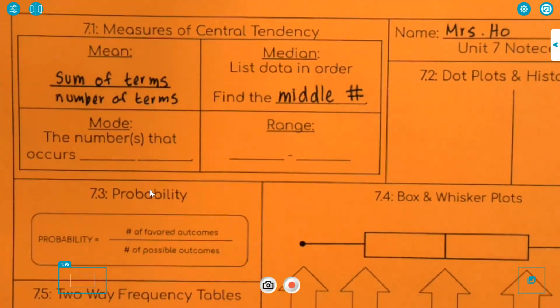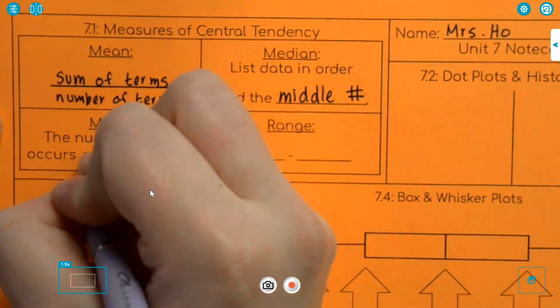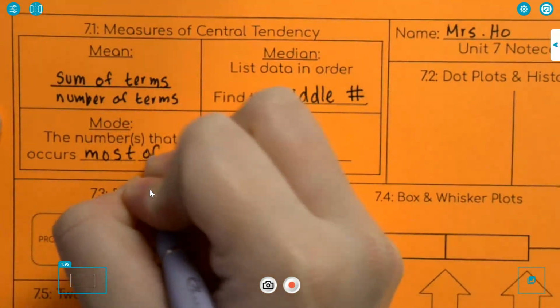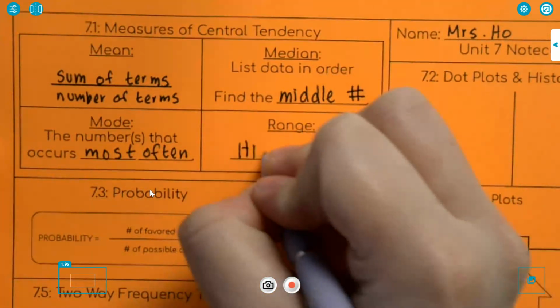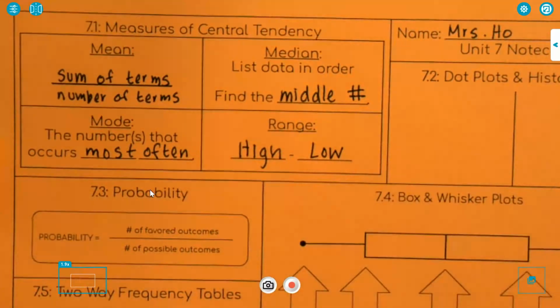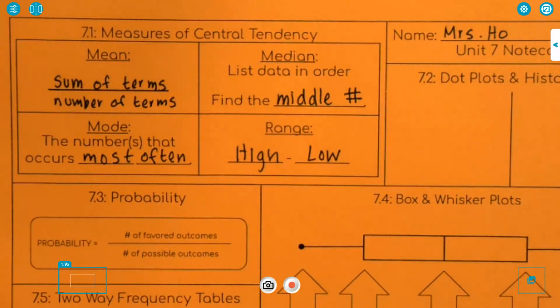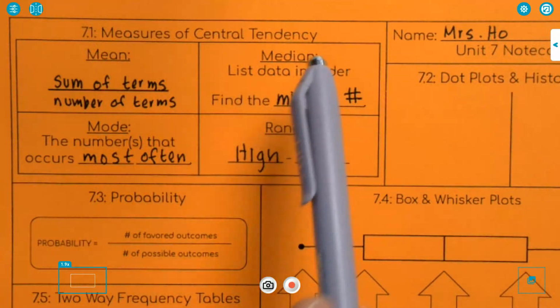Okay, mode is the number that you see most often, that occurs most often. So if you remember, MO is most often. And then range is the highest number minus the lowest number, or you could say max minus min. Okay, so that is 7.1. We will use all of those things throughout the entire unit. And median, you use that a lot on your graphs and on your box and whisker. So make sure you really know what you're doing with medians.